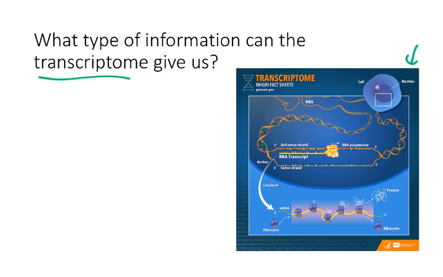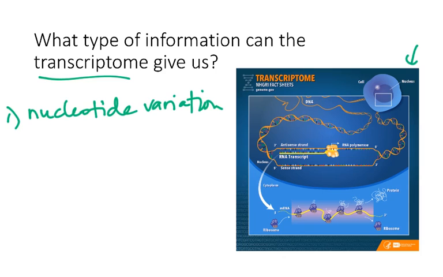So if we think about the different types of information, the genome, as we've talked about previously, can give you information about the DNA sequence, about SNPs, for instance, right? The transcriptome can also give us that. So the transcriptome can also give us information about nucleotide variation. But what's unique about the transcriptome that it can give us that the genome cannot, it can also give us information about gene expression.